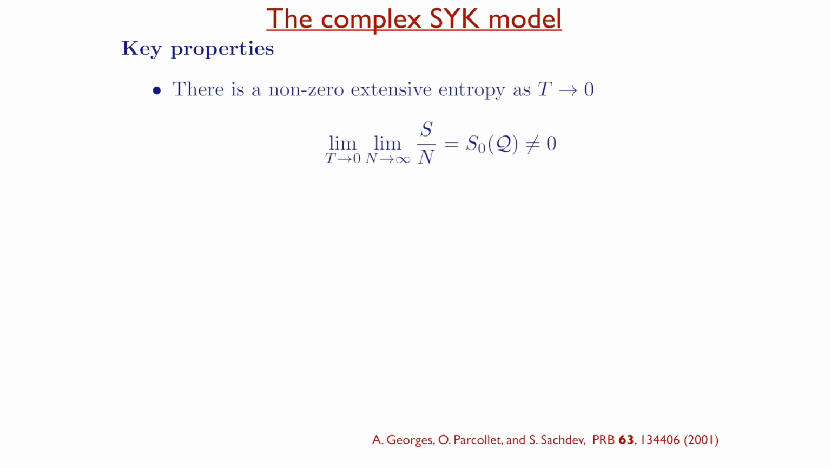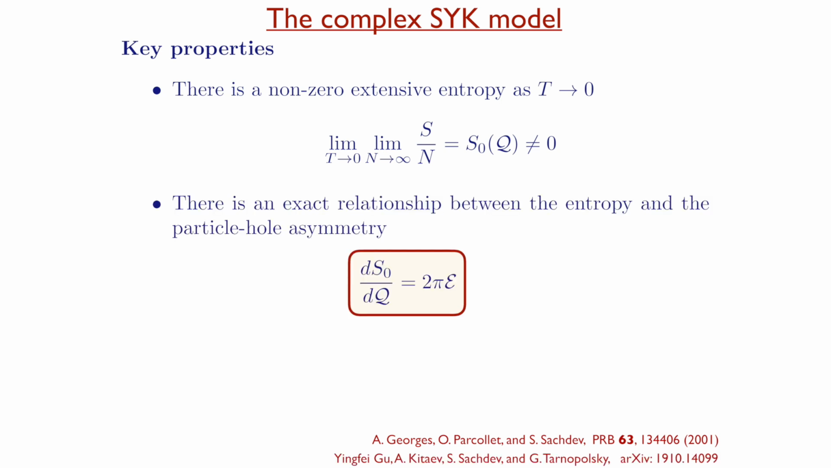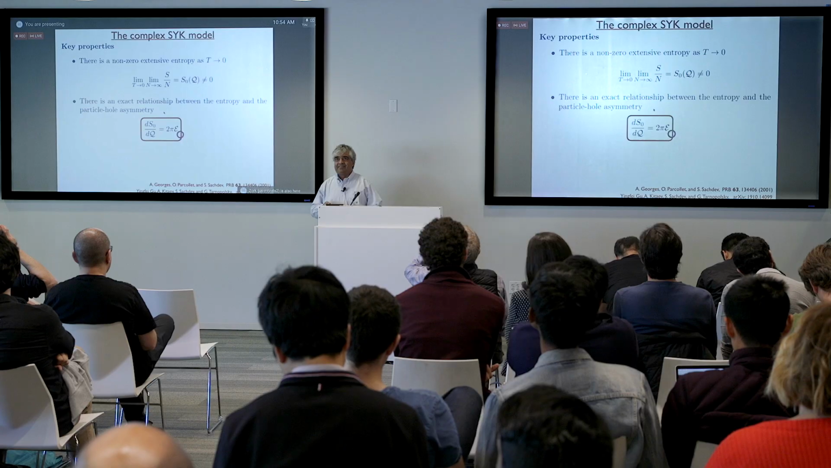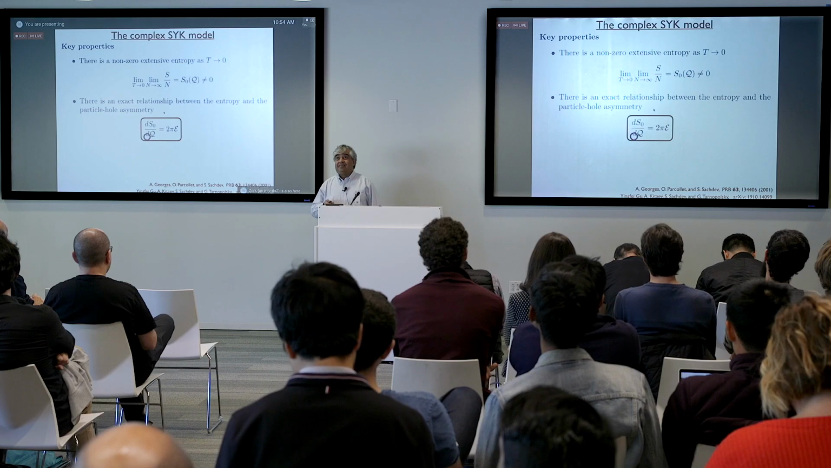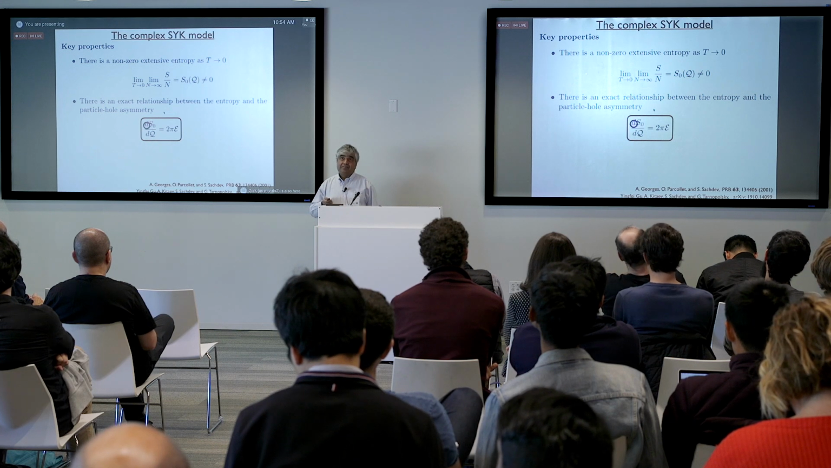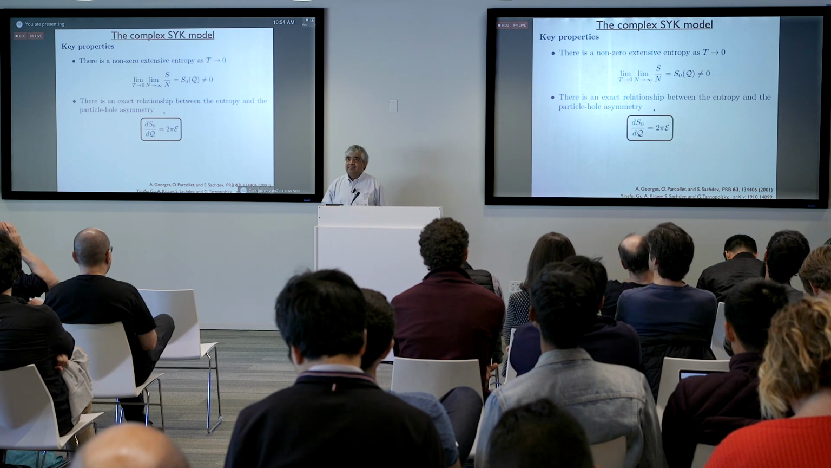But this entropy depends on Q. And another remarkable relation is that the derivative of the entropy with respect to Q, so this is a purely thermodynamic quantity, is exactly related to this particle-hole asymmetry that I introduced earlier. And I'll shortly give you a hand-waving proof of where this comes from, but it's very much related to the non-Fermi liquid aspect of this problem. But this also shows you now that S0 is non-zero as temperature goes to 0. The presence of a particle-hole asymmetry is intimately connected to the fact that there's a non-zero zero temperature entropy. Okay.